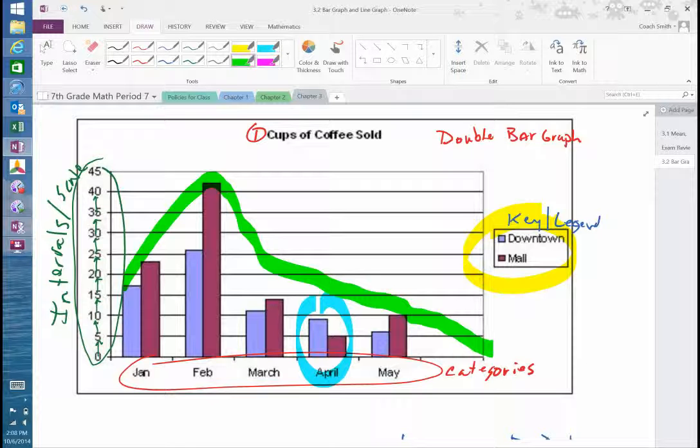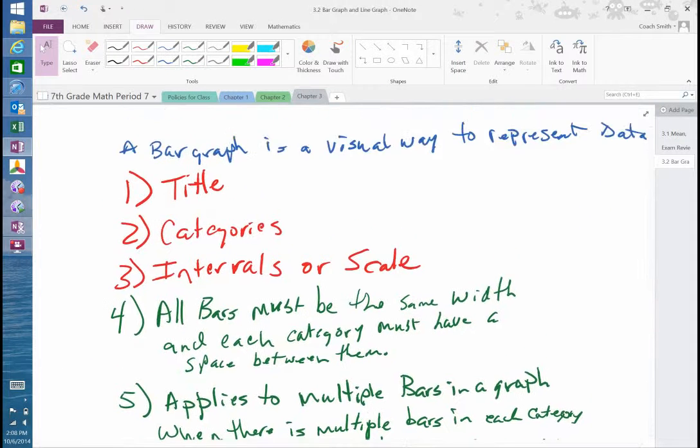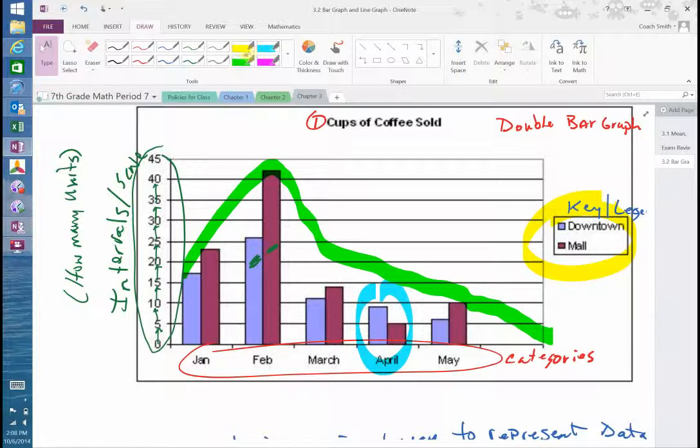Now, the other thing I want to talk about is, you will notice that the width of these bars are about the same. That's what I was talking about on number 4. In other words, you don't want to have a bar that looks like this. Because that gives the illusion that month had a lot more sales in it. So obviously you don't want to do that.